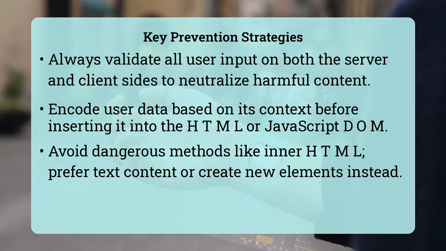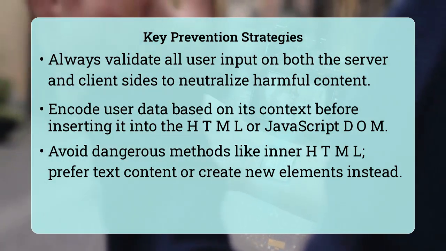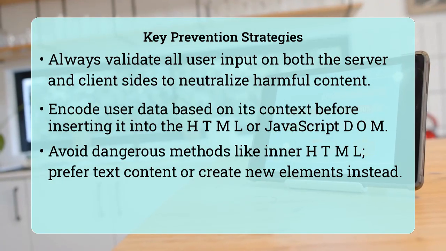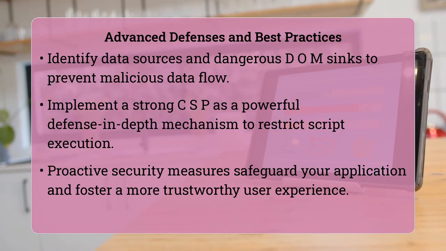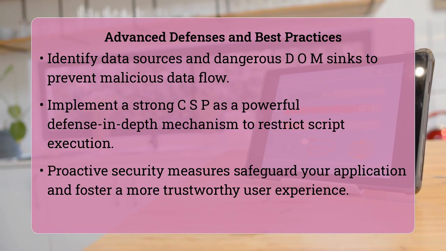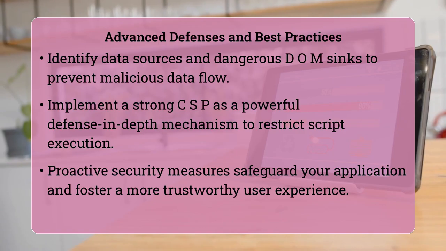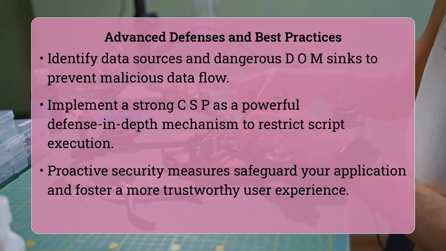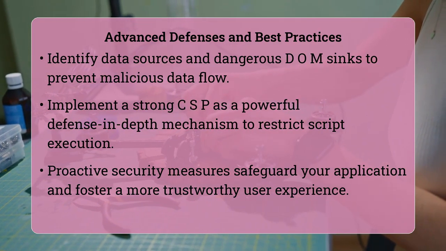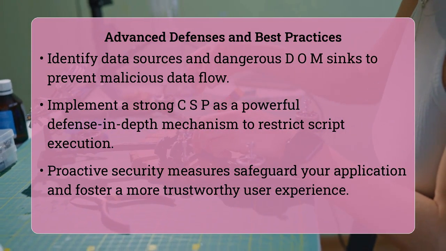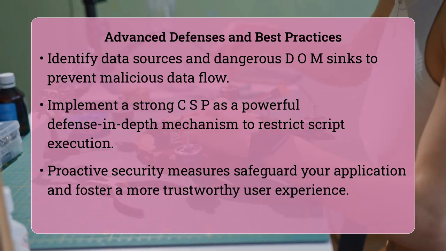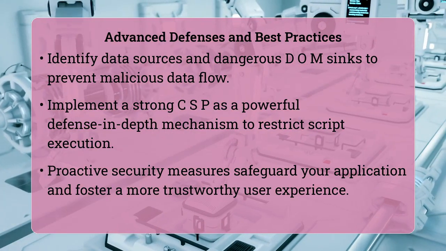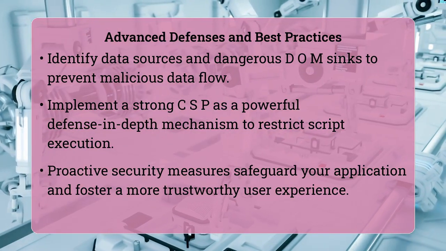A source is any DOM object that can take user input, like a URL parameter or a referrer header. A sink is a DOM object or function that can execute dynamic code, such as innerHTML, document.write, or setTimeout. The vulnerability arises when untrusted data from a source flows directly into a dangerous sink without proper sanitization and encoding. Many modern web frameworks offer built-in protections, but developers must still consciously use these features correctly and avoid bypassing them.